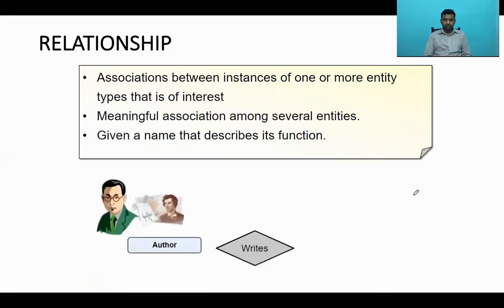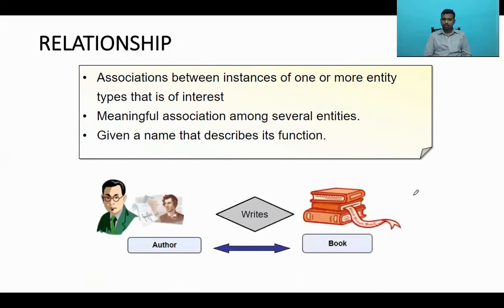Author writes book. Now this author is an entity, book is an entity. How are they getting related? Author is going to write a book. So the relationship between them is writes. Author writes books. One entity, another entity, getting related with a diamond symbol that we call writes.